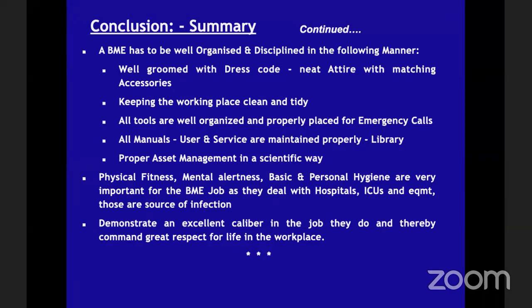So his library should be pakka. All the user manuals, maintenance manuals, you should have both digital or whatever it is. You should arrange it properly, so in an emergency, you know what to take from where. Asset management in a scientific way.